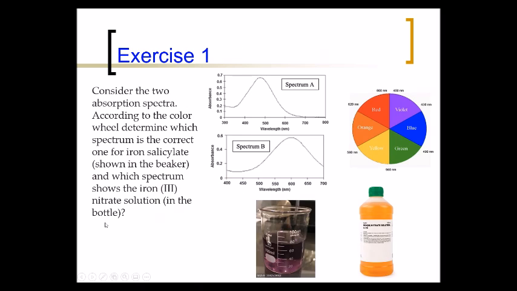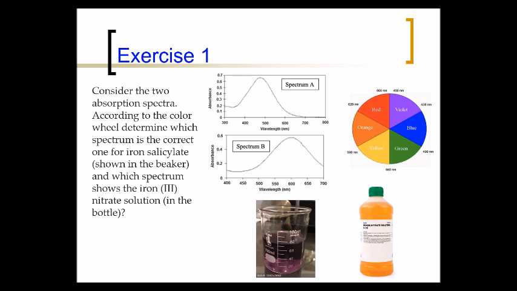All right, so looking here and considering exercise 1, we have two absorption spectra, spectra A and spectra B, and we have a color wheel over here. Then we have our two solutions: iron 3 nitrate, and this iron salicylate in the beaker over here. As you can see, they're colored solutions, as you need a colored solution in order to do spectroscopy, because it needs to be able to absorb the photons. Colorless solutions are going to let light go straight through. They would not be absorbing anything.